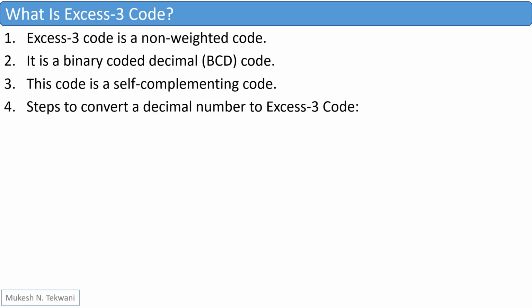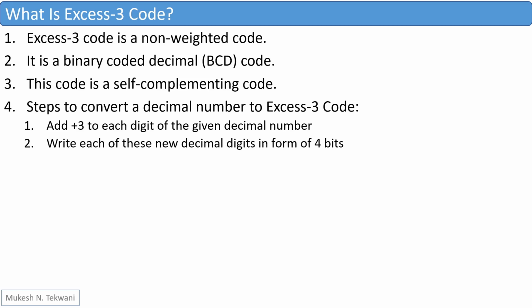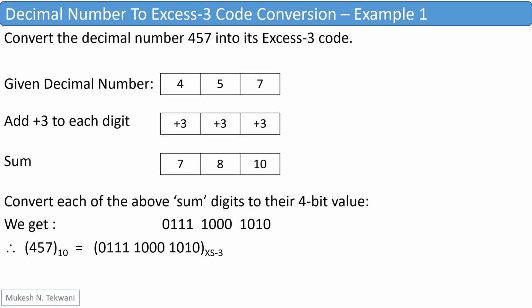Now, here are the steps to convert a decimal number to its Excess-3 equivalent code. As the name indicates, this is an Excess-3 code. So what we do is we take each digit of the given decimal number and add 3 to it, and that is from where the term Excess-3 code comes. We write each of the new digits in the form of 4 bits. The resultant number that we get is in binary, of course, but this number is called the Excess-3 code. Let us take an example.